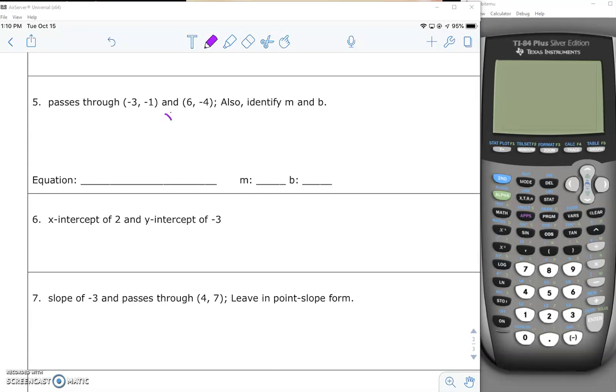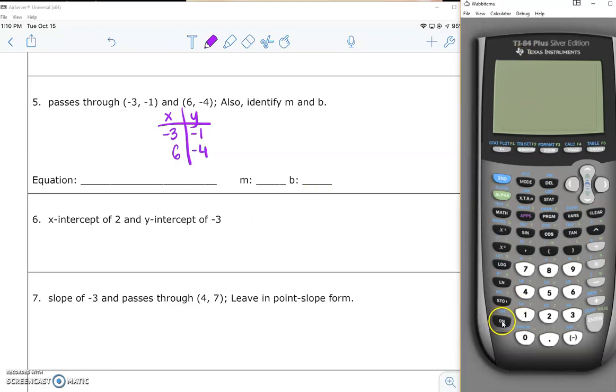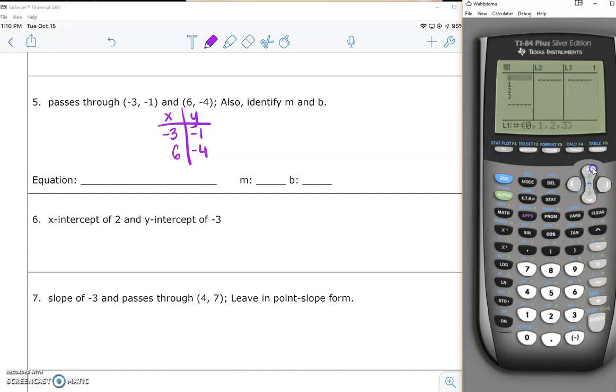Since we have 2 points, we can use our calculator to find this equation. Make sure you write the table so that when you enter your points in your calculator, you're getting them in the right spot. So my first point is -3, -1, an x and a y, and the second point is 6, -4. I'm going to go to Stat on my calculator, Edit. I'm going to clear out anything that's there by going up and pressing Clear, Enter. Same thing on L1, Clear, Enter. In my x column, I have -3 and 6. In my y column, I have -1 and -4.